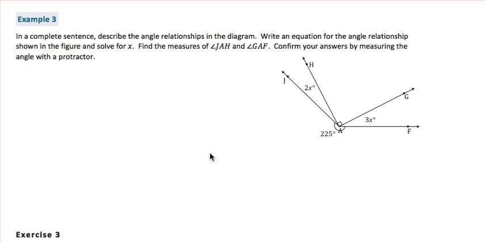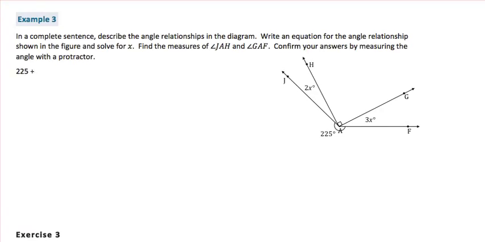Example 3. The angle relationships in this diagram, we actually do have a circular relationship because they have given us the measure of this very obtuse angle, which is 225 degrees. We know that this is 90 degrees, and we know 2x and 3x. So we actually have everything we need to write our equation for a circular relationship.